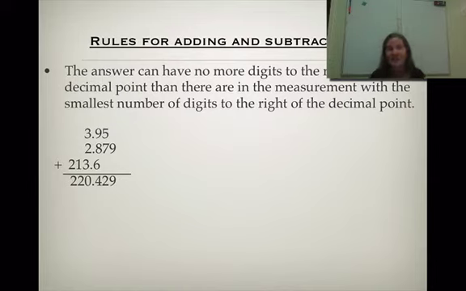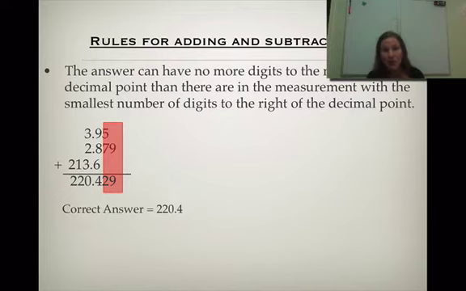That is like my number that is least precise. Because that's my least precise number, it dictates how I can report my final answer. Okay? So you would round to the 4.